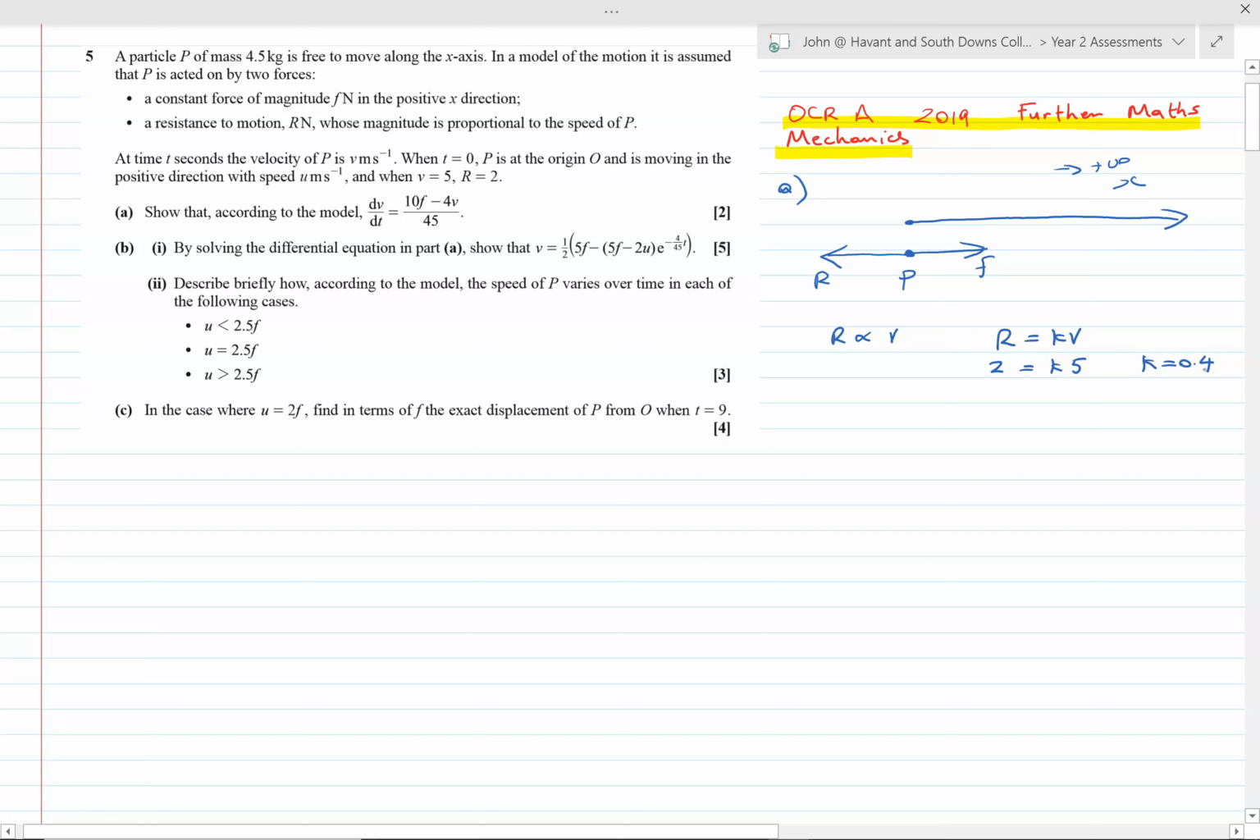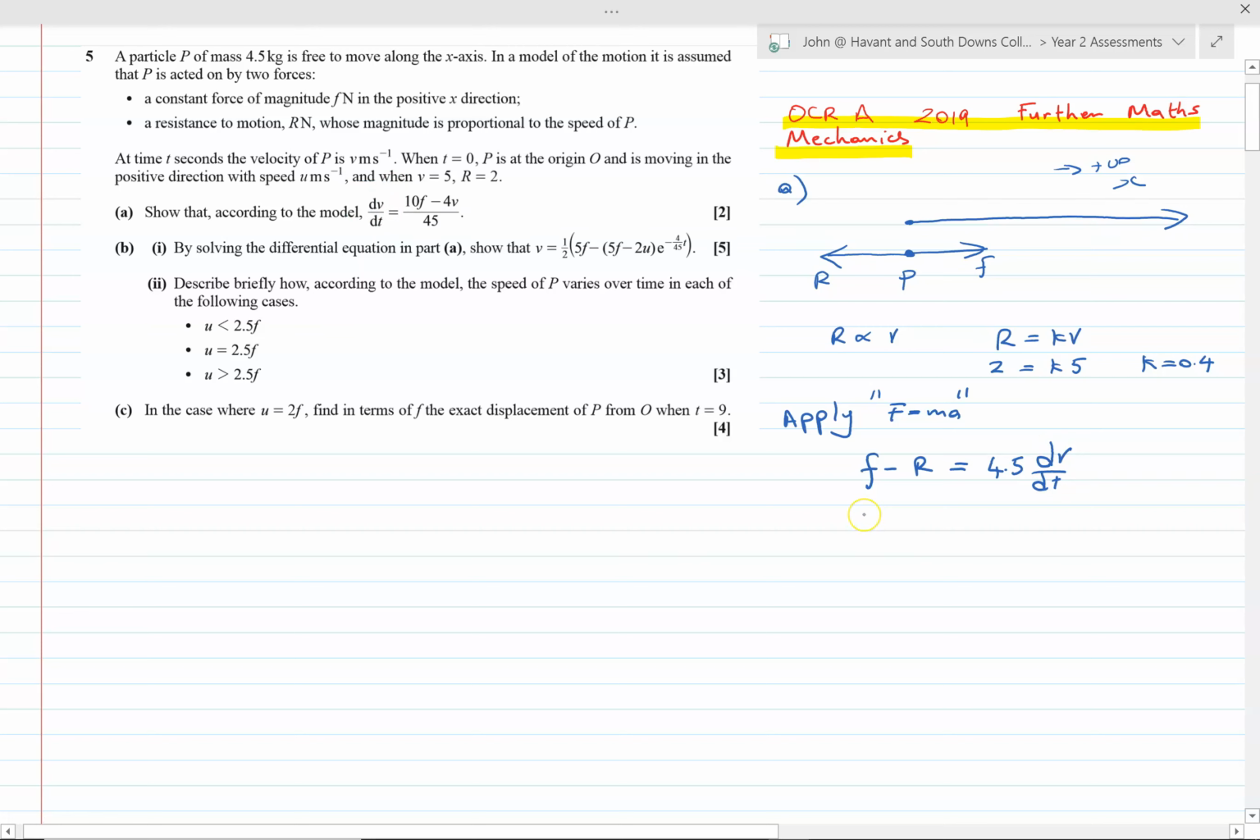Right, so now we apply F equals ma. It is important, because the mark scheme says it must be clear that it's from F equals ma, and the easiest way to be clear is to write F equals ma. So in the positive direction we've got F, in the negative direction we've got R, equals mass, which is 4.5 kilograms, times acceleration, and because it's in terms of V, let's write it as dV by dt.